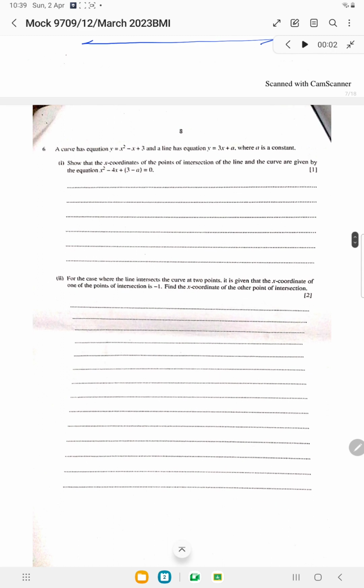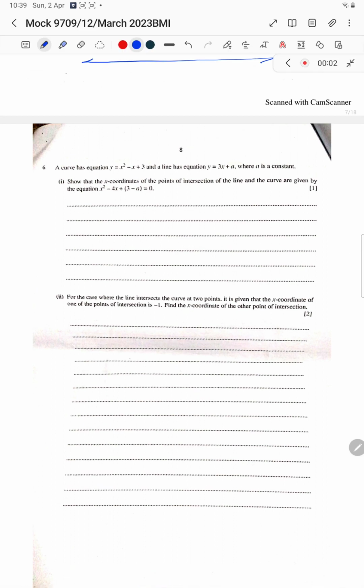So it's so simple. So what to do? For the point of intersection, we need to equate these two. Any curve and line should be equated to get the intersecting point. We get x square minus x plus 3 equal to 3x plus a. So bring everything here to make this expression. So we get x square minus x minus 3x plus 3 minus a equal to 0. So reshape it in the desired form. So proved. So this was what we had to express as our result.